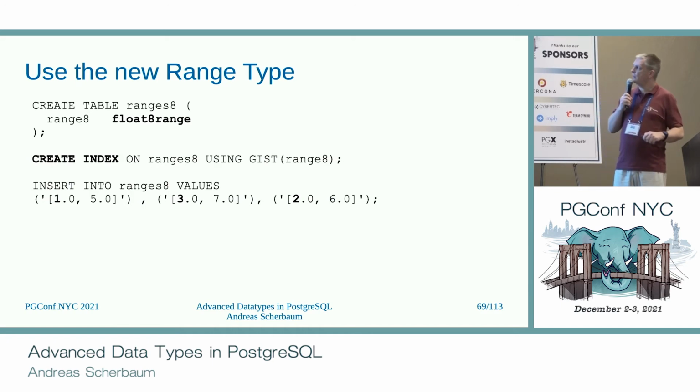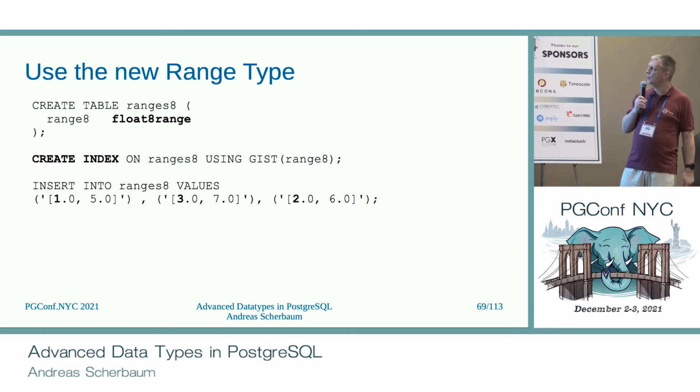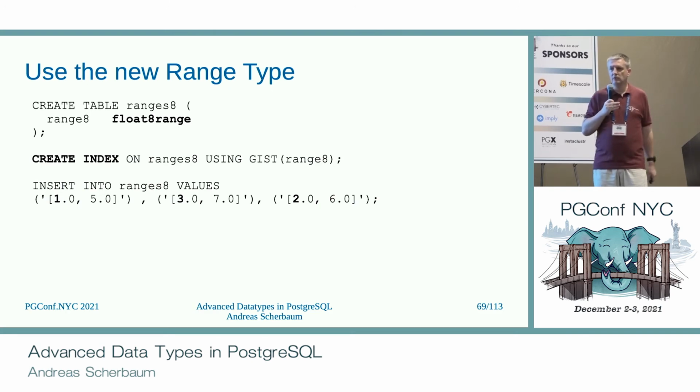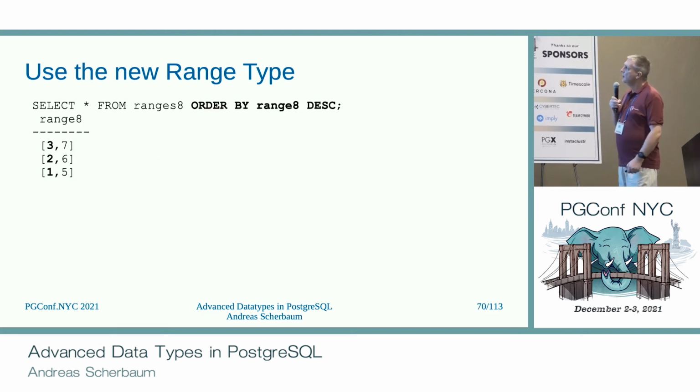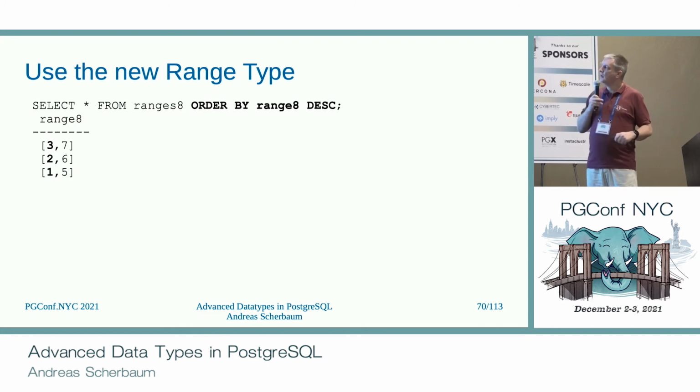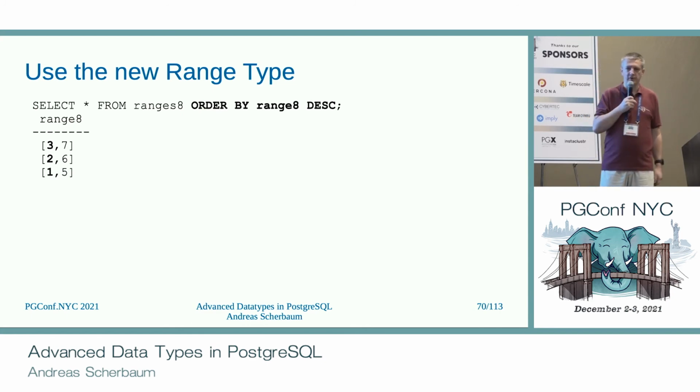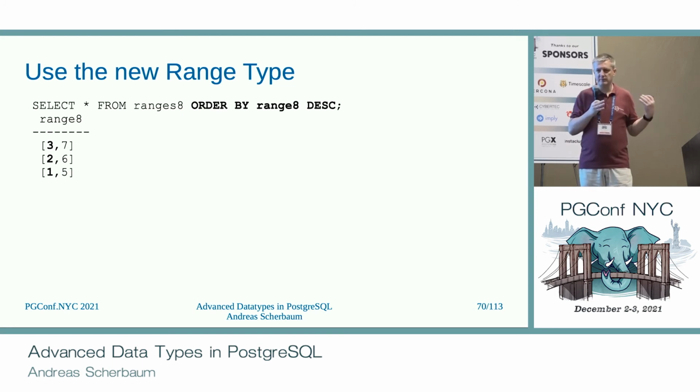It also allows us to use indexes on our data types, on my range. So I have my table here with my new data type. I create an index on it. I insert a couple values, 1, 3, 2. You see they are not in order right here. And if I select from my table and say, okay, order by, then you see they are ordered. So Postgres knows how to order the values because I specified how Postgres can calculate the difference between values.